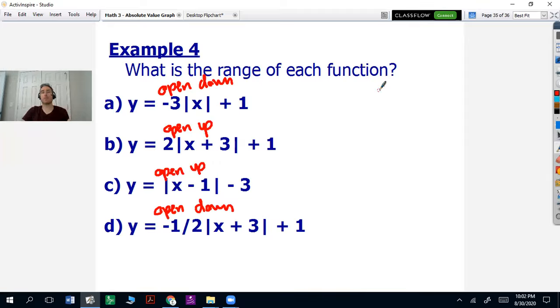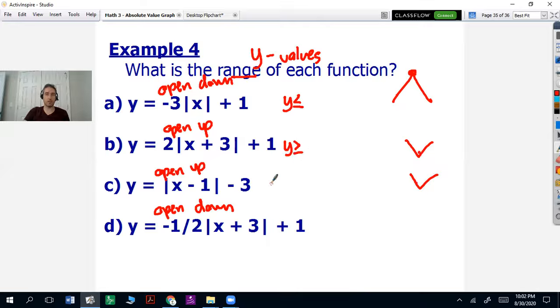So if you have a graph that opens down, remember the range is y values. So that graph will be y is less than or equal to some number. And we'll write it in interval notation as well. If you have a graph that opens up, such as these two, it's going to have a minimum, so it'll have a y is greater than or equal to some number. And then this one has an open down, so y is less than or equal to some number.